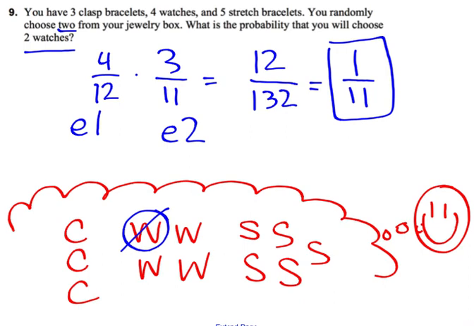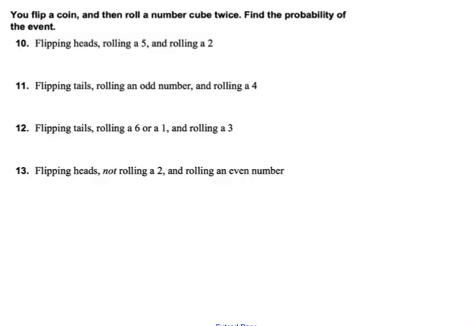Who wears 2 watches anyway? Oh wait, I do.